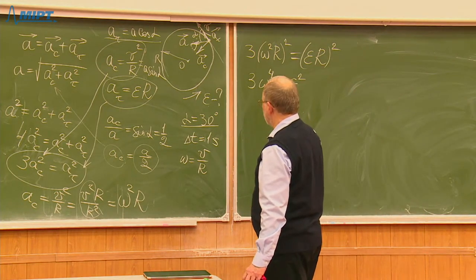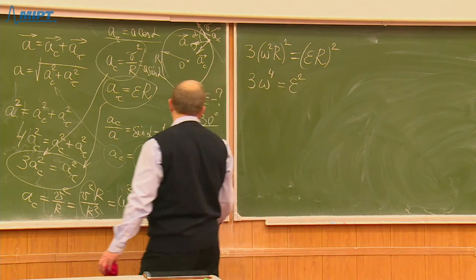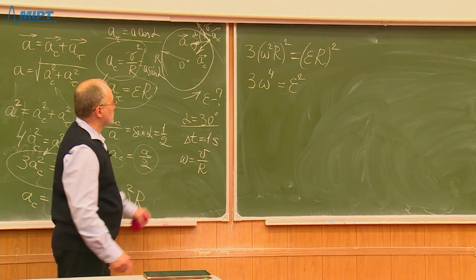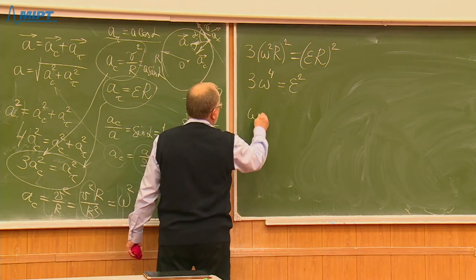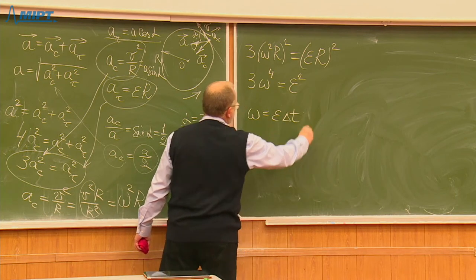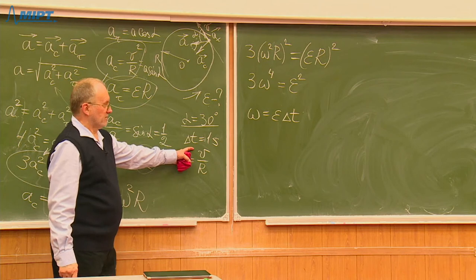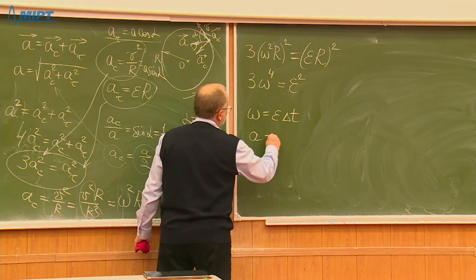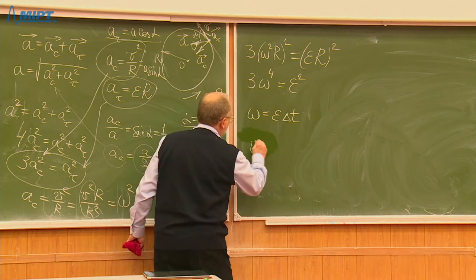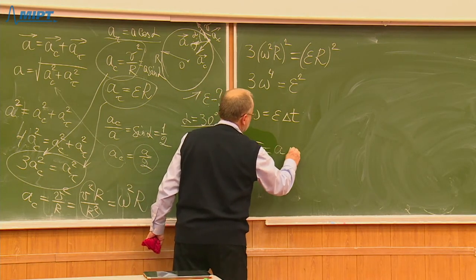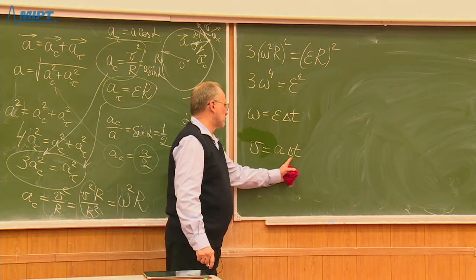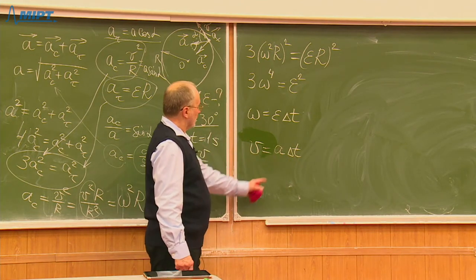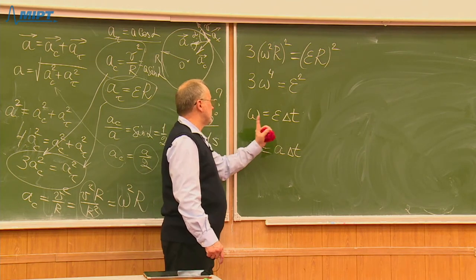And we know the relationship between the angular velocity and angular acceleration. The relationship is angular velocity is angular acceleration times delta t. A simple kinematic formula, absolutely analogous to the linear velocity dependence on the acceleration. Linear velocity is acceleration times delta t. The linear velocity is proportional to the time interval in motion if the initial velocity was zero, and this is the linear acceleration. The same formula is for angular velocity and angular acceleration.